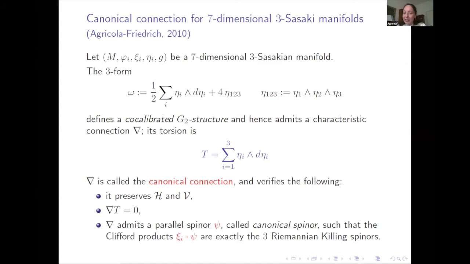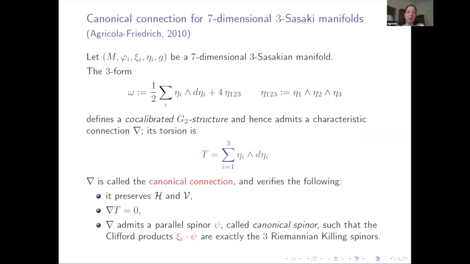Now here come two examples which show that this is not hopeless, right? So examples which we knew before that such a connection exists and that it's reasonable to look at it. So the seven-dimensional three-Sasaki case is easier because you can look at it from the direction of G2 geometry. So you have a different point of view.